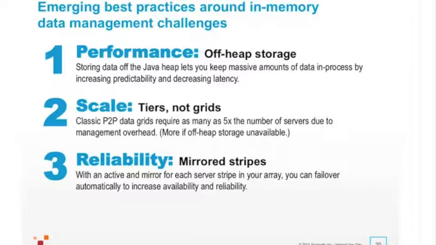So the best practice around reliability is to maintain a mirror node or a failover node for every active node in your architecture. This mirror node is always kept in sync with the active node. So all the data that's on the active node is also on the mirror node. In case the active node goes down, the mirror node takes over without impacting the end customer.